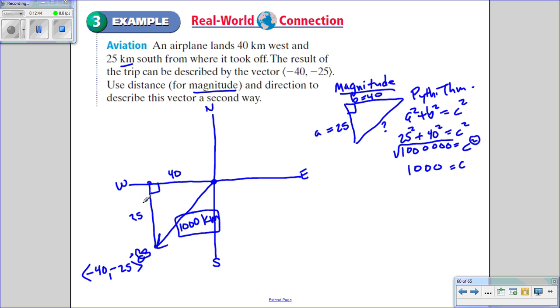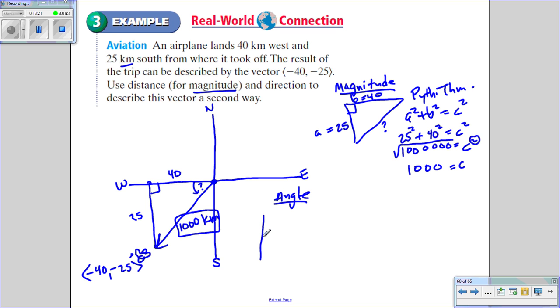Okay, so if I'm going to describe where this plane is from its original place where it took off, the first thing I'm going to say is that it's 1,000 kilometers. Now I have to figure out the angle. That's the next step. So I can communicate 1,000 kilometers and what angle? Is it something of west? Is it north of east? Is it east of south? We're going to describe the direction as well. So how do we find that angle?